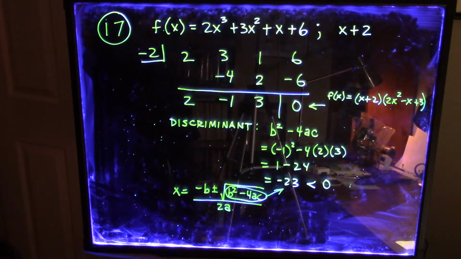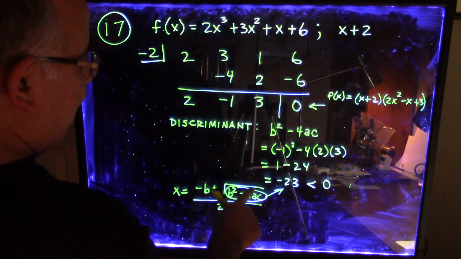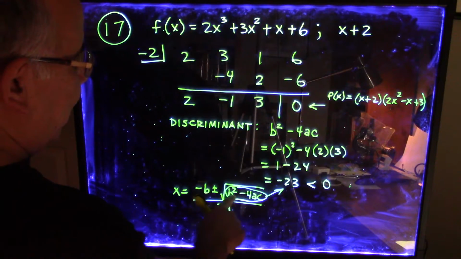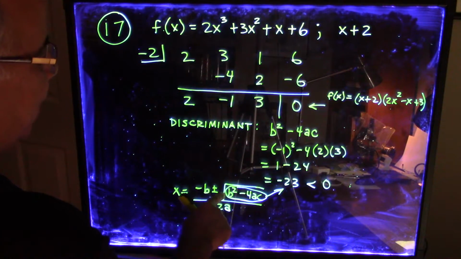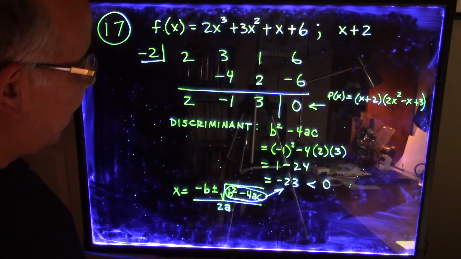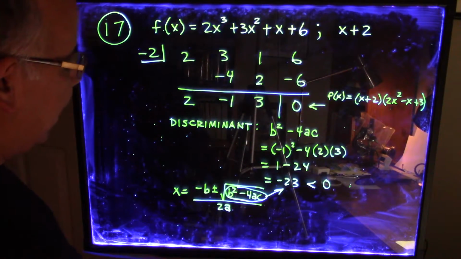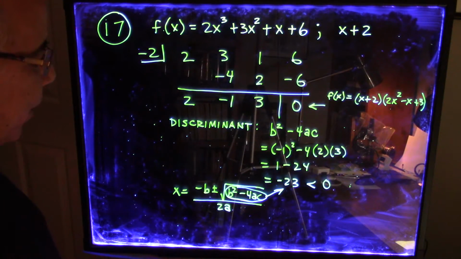All right, which we just figured out. So this under the square root sign is less than 0. It's the square root of negative 23. So you're going to have negative b plus or minus the square root of negative 23 over 2a as your solutions. Now this is going to involve i, the imaginary number i. All right, you've got two non-real solutions.